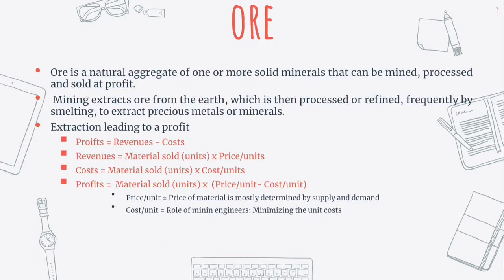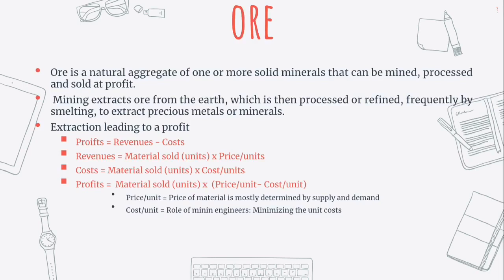Ore is a natural aggregate of one or more solid minerals that can be mined, processed, and sold at a profit. Mining extracts ore from the earth, which is then processed or refined, frequently by smelting, to extract precious metals or minerals. Extractions lead to a profit.